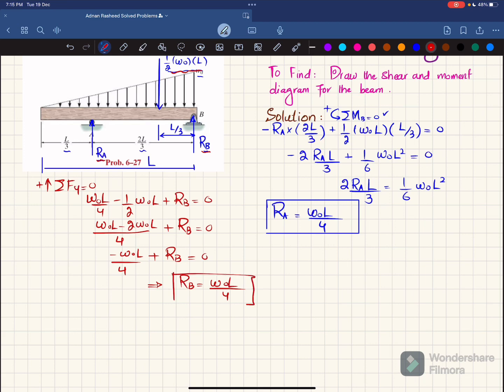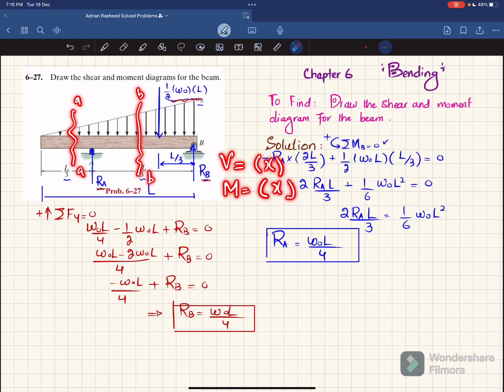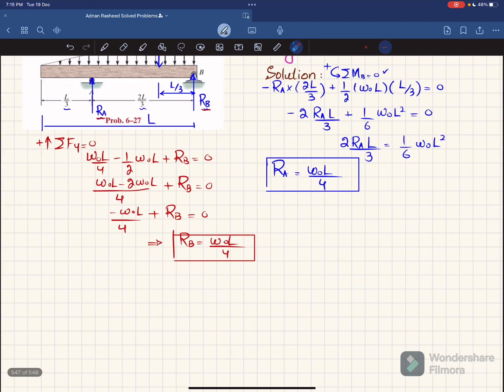Now you have Ra and Rb. So what we are going to do is cut the beam at this section and at this section. This is section AA and this is section BB, and we will find the equation of shear and moment as a function of X. Clear? And then we will put the value of X to find the shear and moment, and then draw the shear force and bending moment diagram.